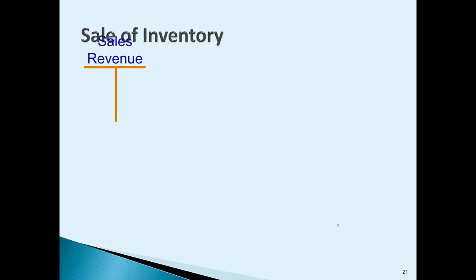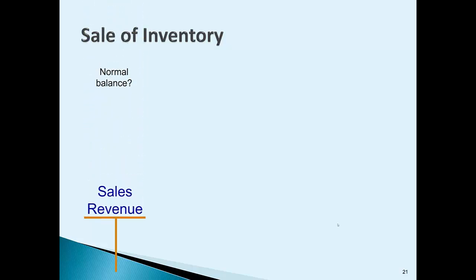So now let's look more closely at the sale of inventory and the revenue account. So what's the normal balance of sales revenue? Well, since it's a revenue account, as all revenues do, its plus side is on the right. It's a credit balance.